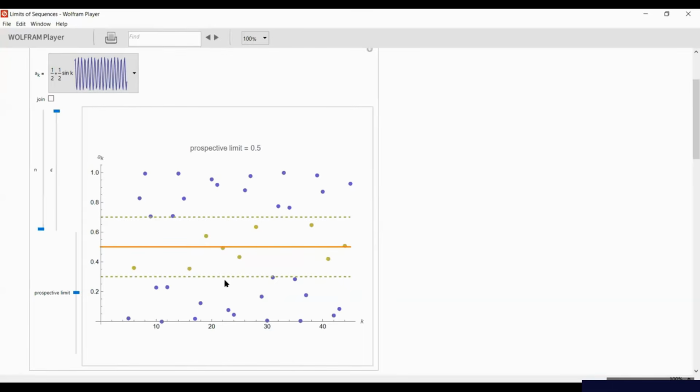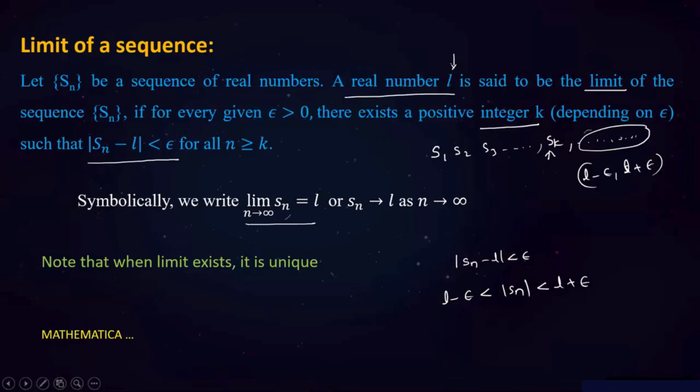Remember that epsilon must be a very small value. You cannot take it as 100 or 200. It will be around 0.01 or 0.001 only. Okay. So when you cannot find all the numbers in the sequence within a particular neighborhood, then we say this sequence is divergent, right? We call it a divergent sequence. That's how you can define the limit of a sequence, right?